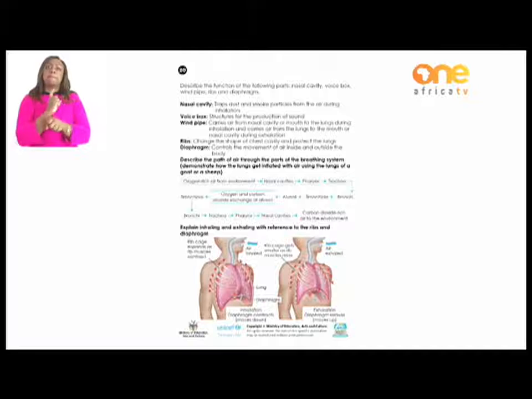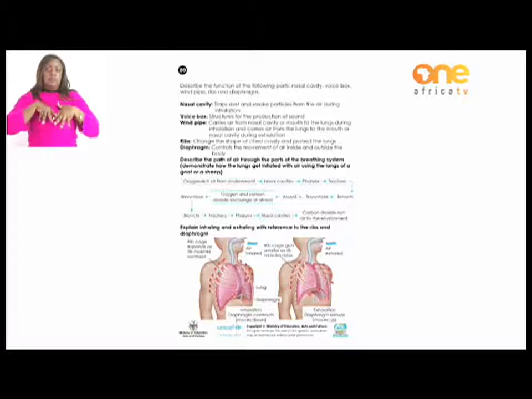Okay? So every part of our body, just know that it is not there just to decorate us or make us look cute or beautiful, but each part of our body has a specific function that it has to perform on our body. And we are starting with the nasal cavity as part of the breathing system. Why should we have a nasal cavity? The nasal cavity is there to trap dust and smoke particles from air during inhalation. We have already described the meaning of the word inhalation. We said it's the breathing in of the air.